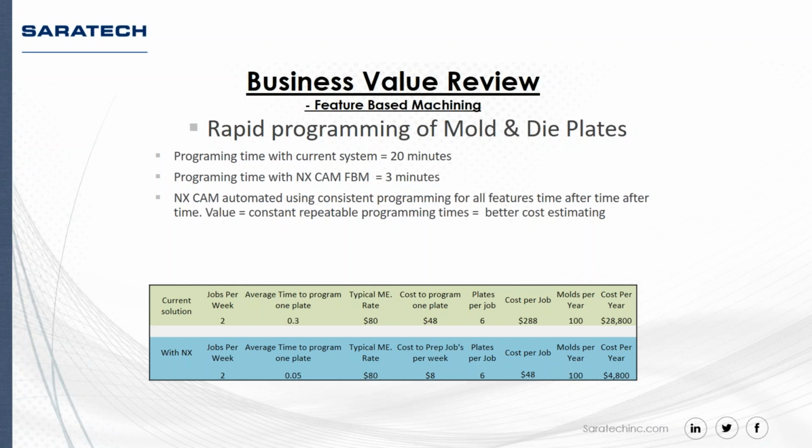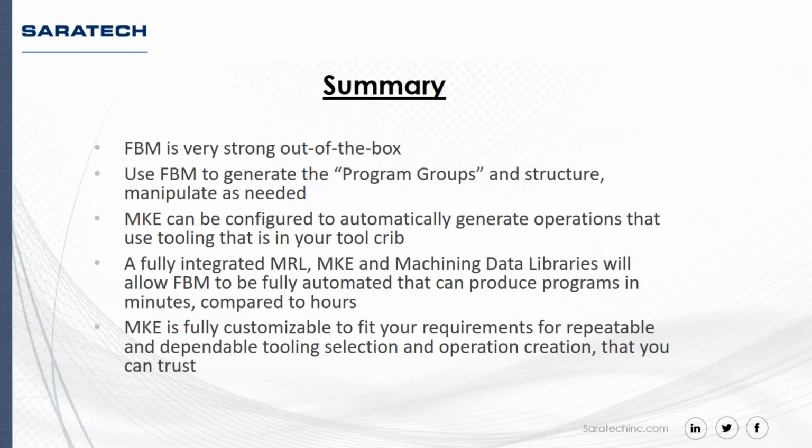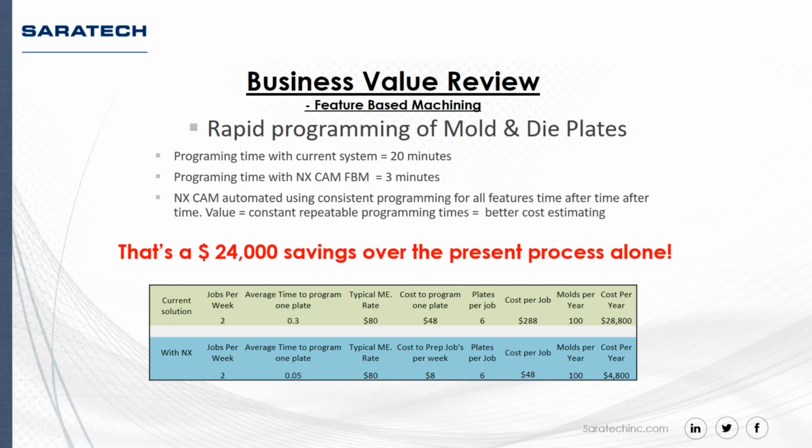So if you do this type of job twice a week, 3/10 of an hour per plate, to make a long story short, you're saving $24,000 using NX feature-based manufacturing alone for plate-style manufacturing.